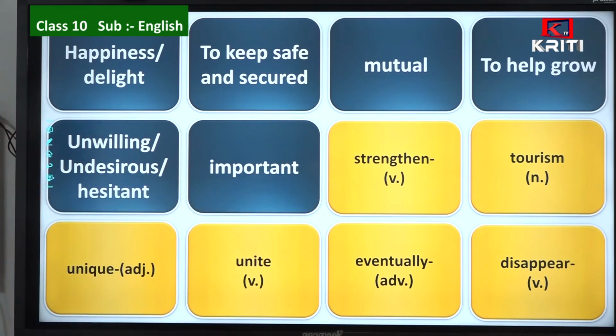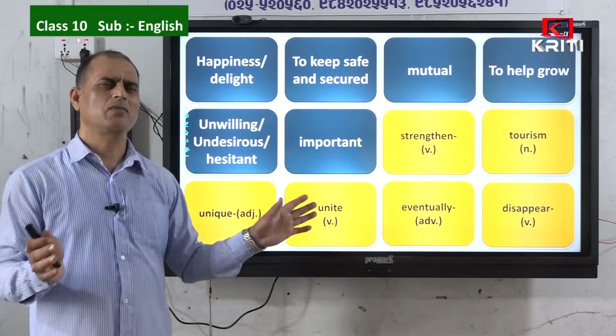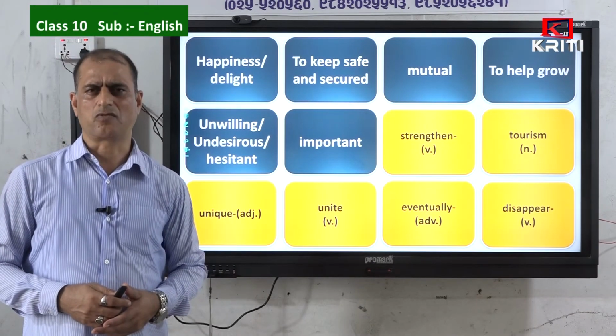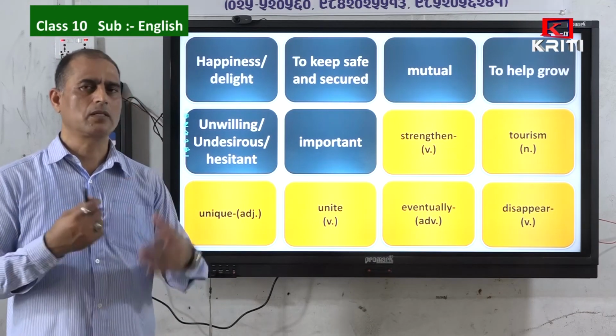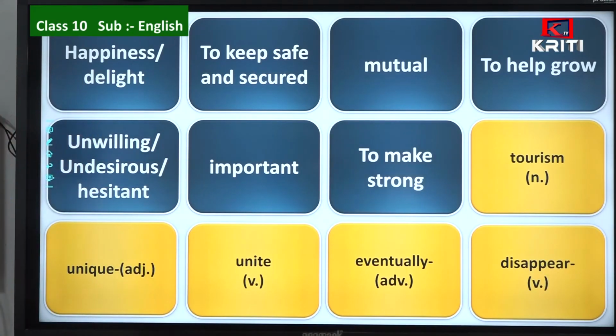Strengthen is a verb form and its adjective form is strong. From strong, the noun form is strength. Strong, strength, and strengthen. Strengthen is a verb form, and it is related to being strong. Strengthen means to make something very strong.